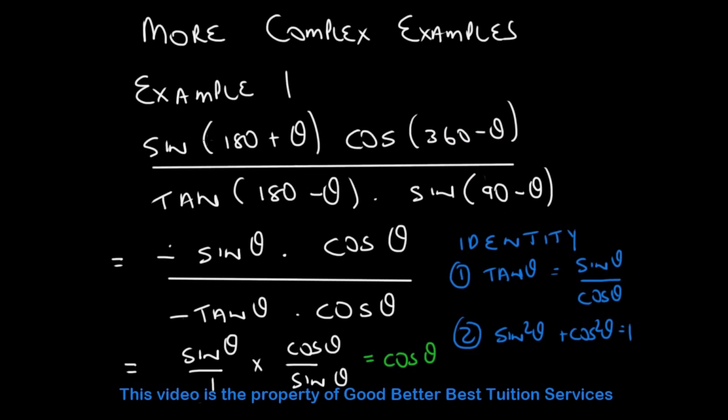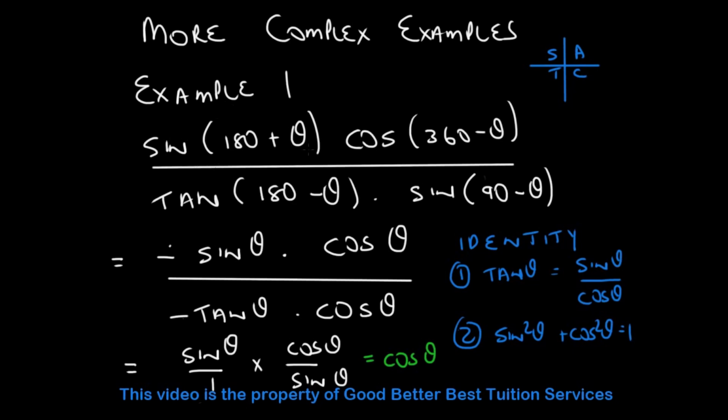Let's look at a more complex example. So we have sine of 180 plus theta, cos of 360 minus theta, over tan of 180 minus theta times sine of 90 minus theta. What we are going to do is simplify. Of course, don't forget your cos diagram. Let me just draw it on top here, just in case we need a reminder. Whenever I do reduction, I draw a cos diagram at the top of the page, just to help myself.